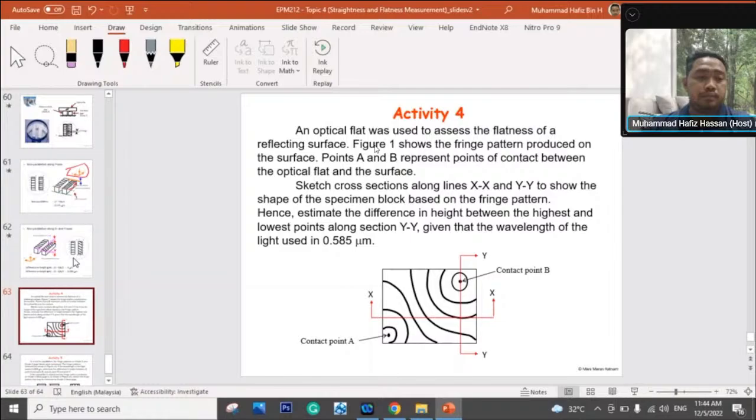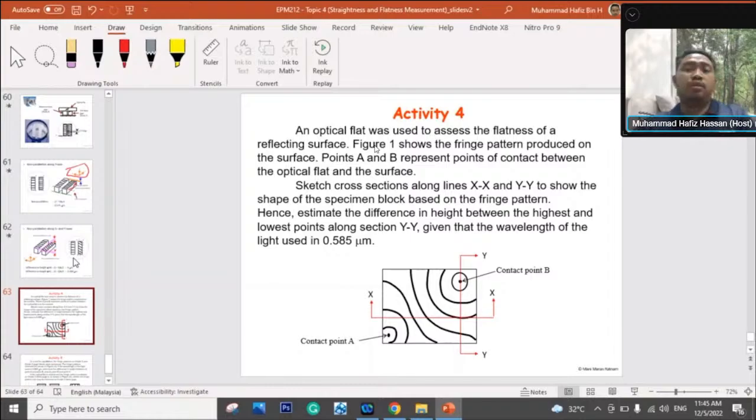Okay, they want to sketch the cross sections and then estimate the difference in height between the highest and the lowest point along the y, given the wavelength used is 0.585. So now you have to identify along the x what the highest and the lowest fringe are. That's it. You have to know the number of fringes. So it's actually very straightforward. I will give you an example on that.